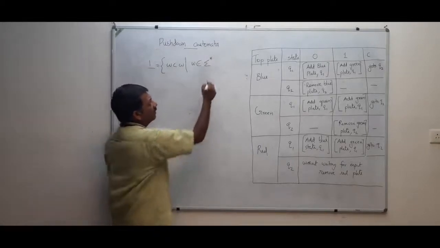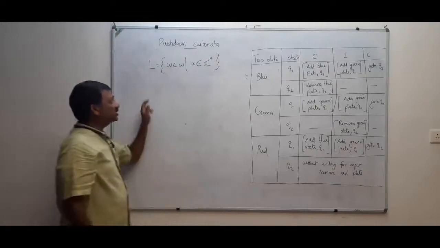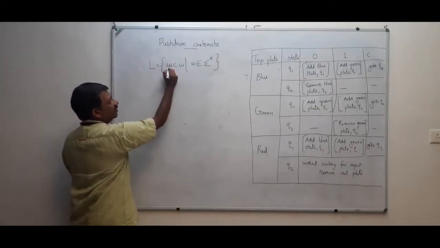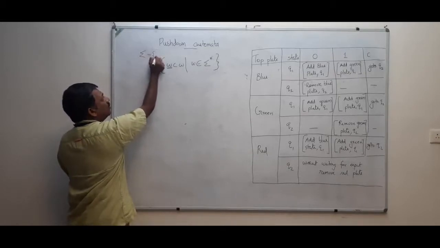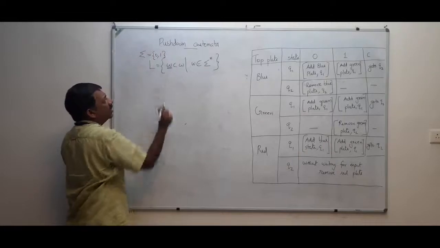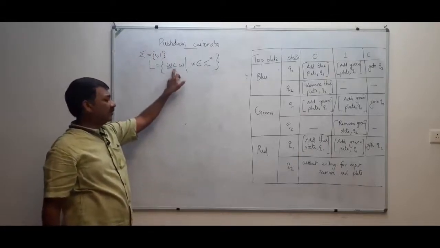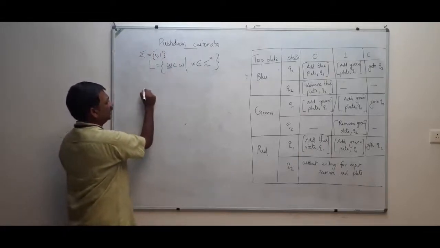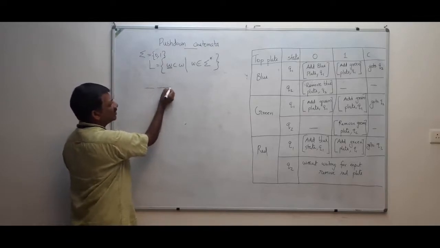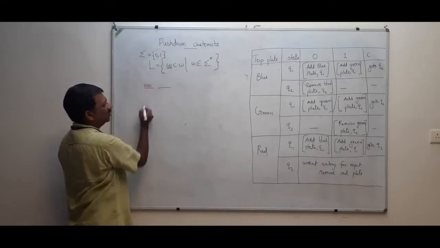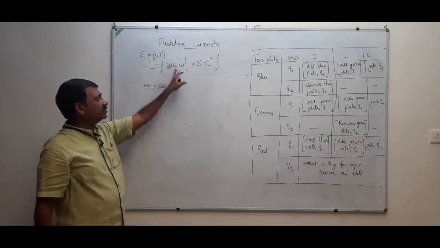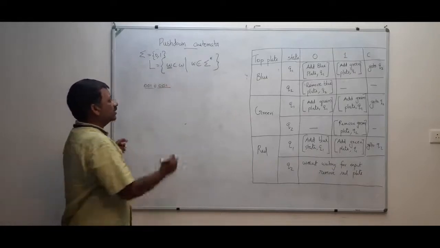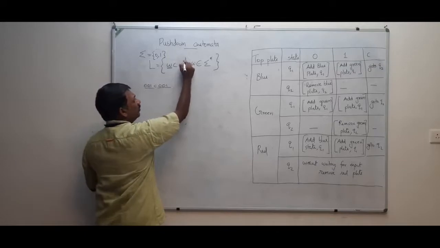Okay, this is the language accepted. Here Sigma is equal to {0, 1}, and C is the middle. That means, for example, suppose that you have a string W, say 0, 0, 1. Then here also it is 0, 0, 1, and in between you have C. That means WCW. And suppose that I am going to have WCW raised to R.